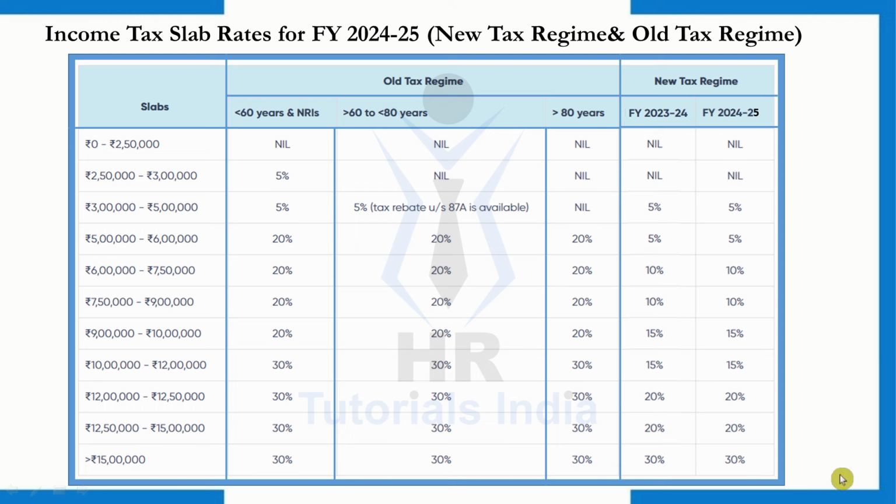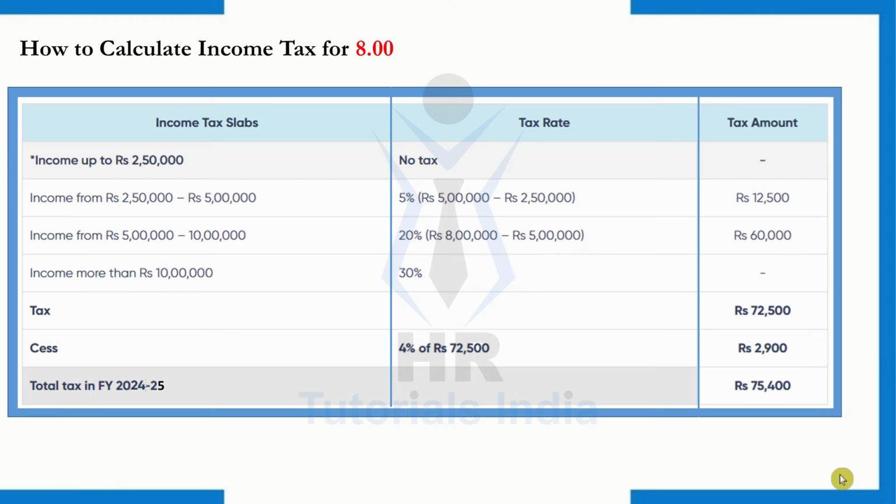So dear friends, hope it is clear the income tax slab rate for the financial year 24-25 for new tax regime and old tax regime. Let us understand how to calculate income tax for an employee whose salary is 8 lakhs and see what the income tax slabs would be for the financial year 24-25. Here we can see the income tax slabs, income tax rate and the tax amount. Up to 2.5 lakhs there is no tax, that is nil.